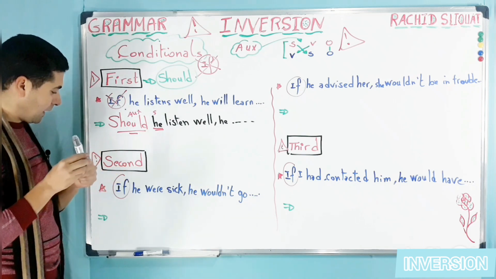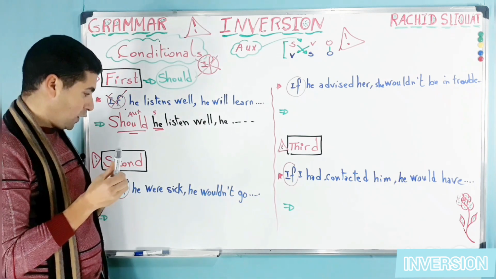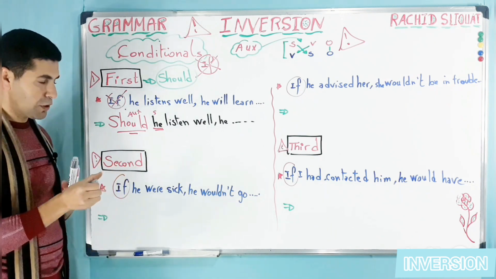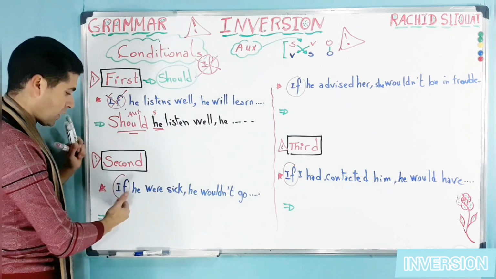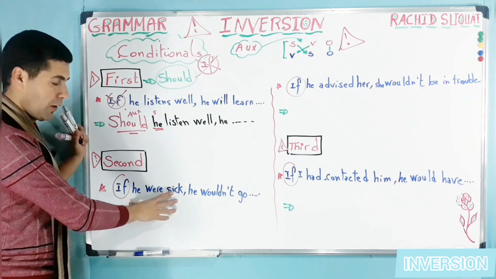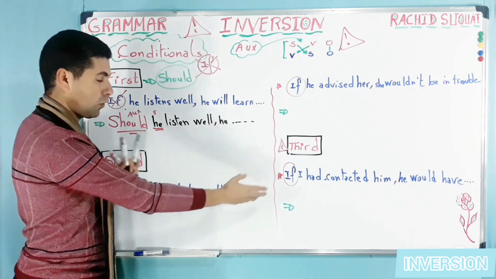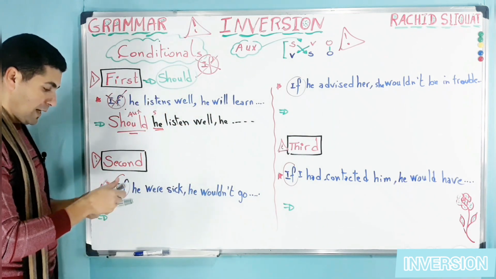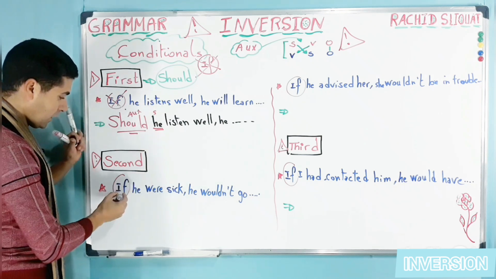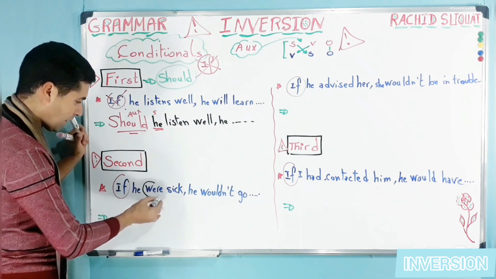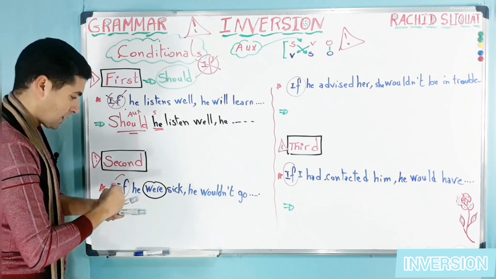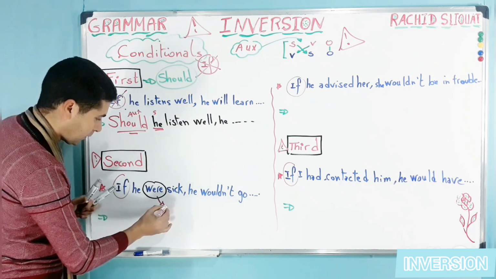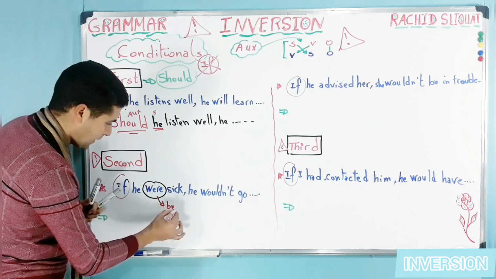Let's go to second conditional. If he were sick, he wouldn't go to school, or he wouldn't go to work, whatever. So this is the most important part. If he were sick, he wouldn't go, for example, to work. Now here, what do we have? We have if he were. Now here we have the verb be. Remember, this is the verb be in the past, were.